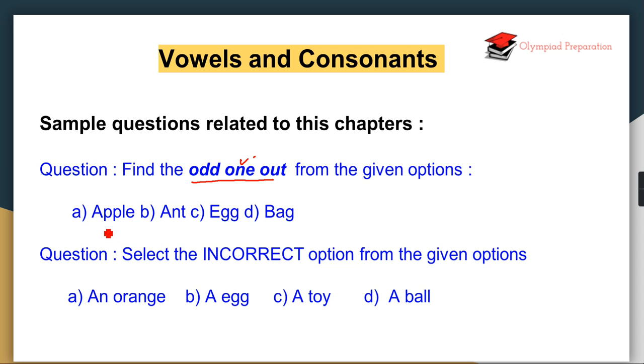Now, you can see apple is a vowel sound word, beginning with a vowel sound. Ant is beginning with a vowel sound. And egg is beginning with a vowel sound. Whereas bag is beginning with a consonant sound. So, here bag is the correct answer. It is the odd one among all these options.